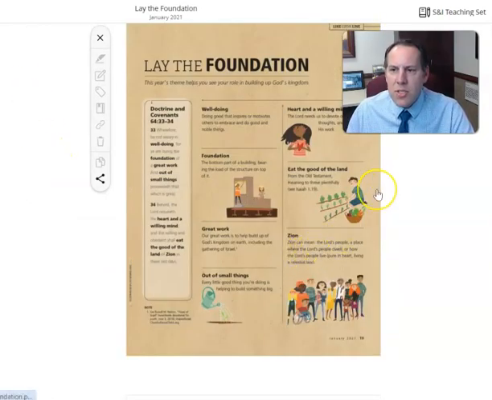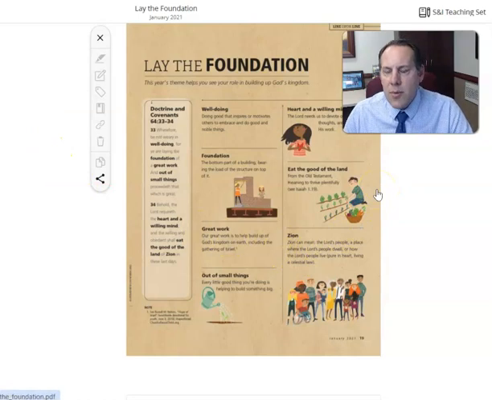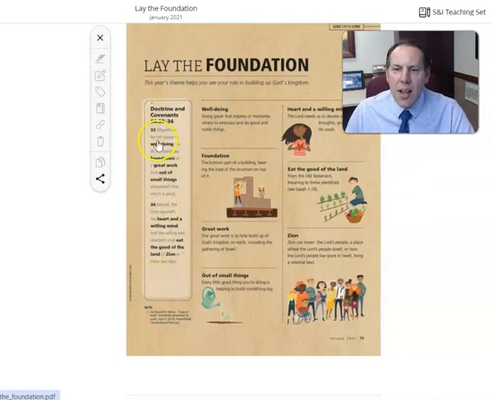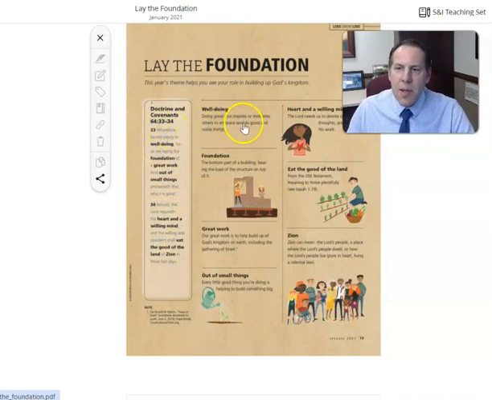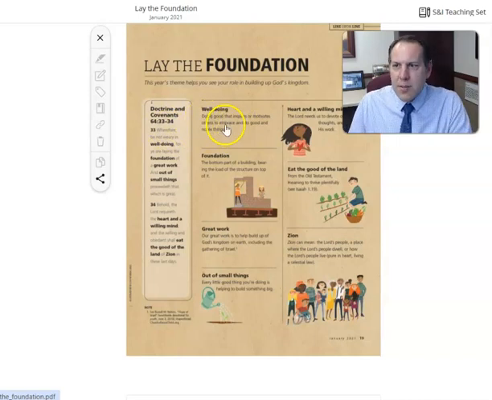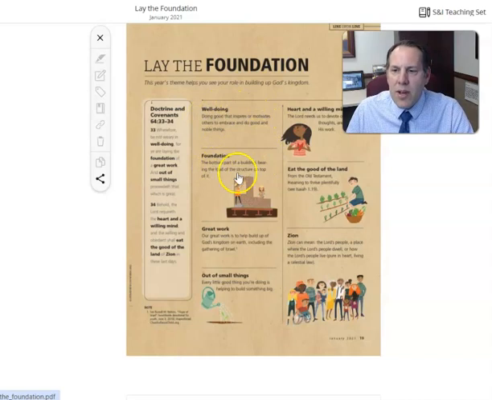And so I would actually show this, whether you copy it and put it on a PowerPoint on the TV so everybody can see. But essentially, you're going to have a verse over here. You're going to highlight 4 or 5 phrases that you think are important. And then you're going to, on the side of the page, try to pick apart, what does this mean? Well-doing, what does that mean? Or foundation, why is that an important part of the verse?